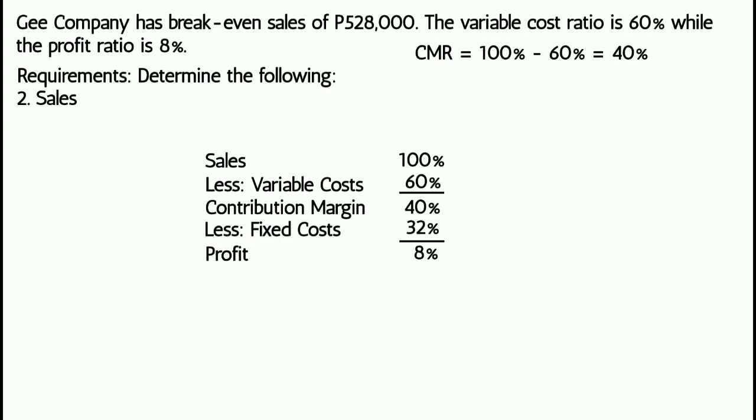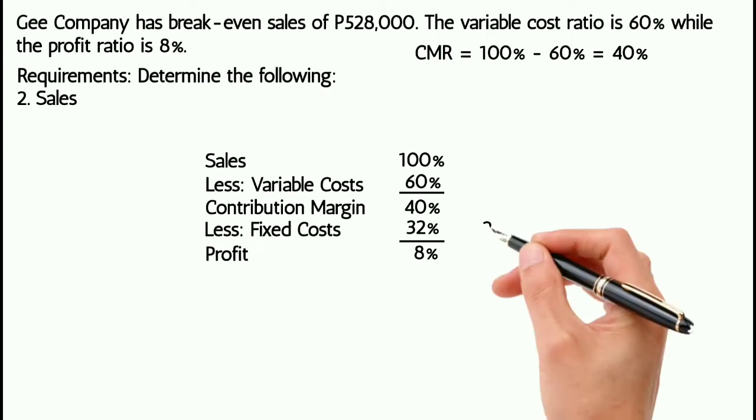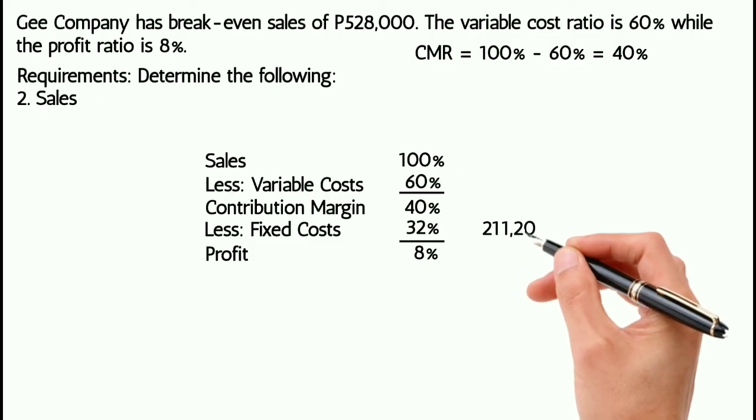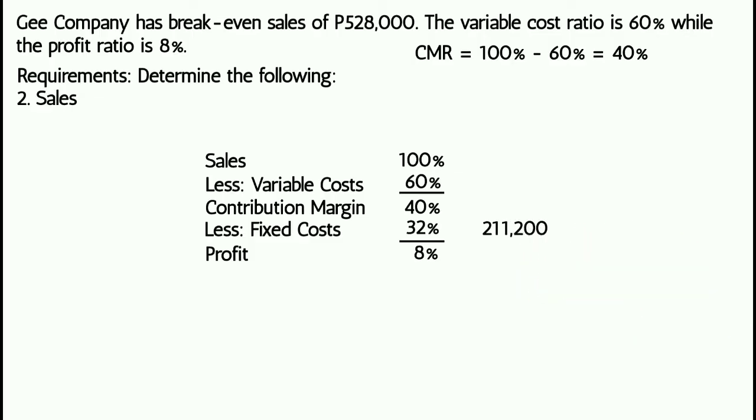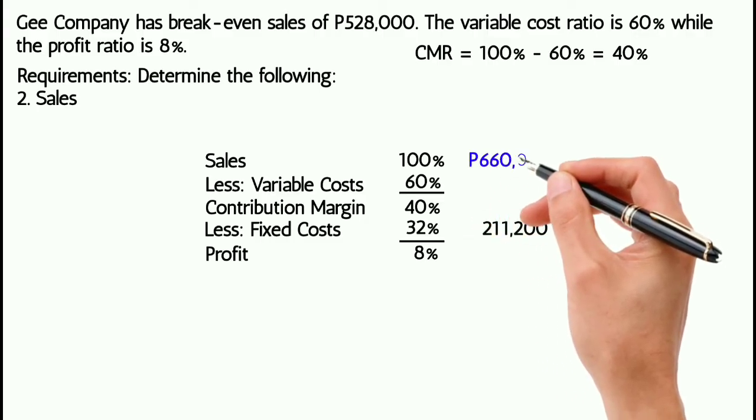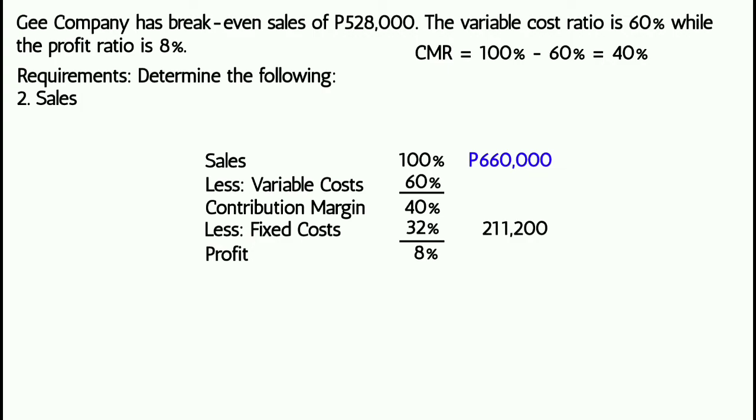Base doon sa na-compute natin kanina, ang fixed costs ay 211,200 pesos. So, ang gagawin natin para ma-compute yung sales, 211,200 pesos divided by 32%, that is equal to sales of 660,000 pesos. So our answer in requirement number 2 is 660,000 pesos.